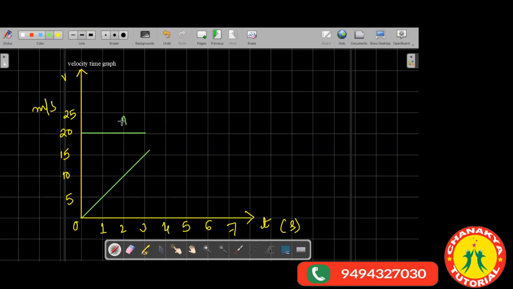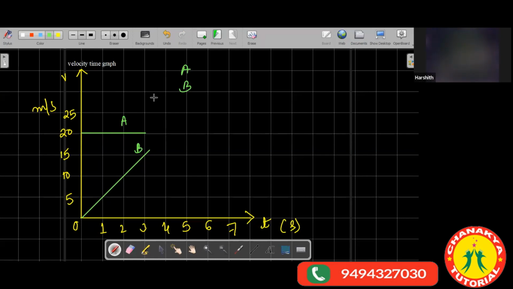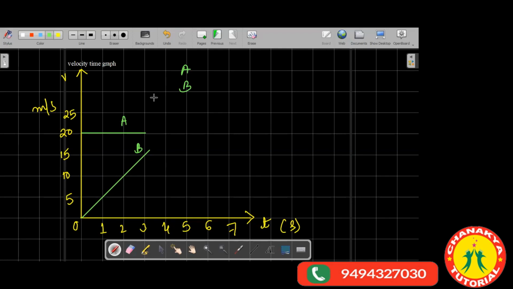Okay, so this is your graph A and this is your graph B. So what information is conveyed by A and B? So A is at rest whereas B is in uniform motion. No. Now here the information changes. Read the graph. Now the graph says that the object A is moving with the speed of 20 meter per second. On the y-axis, we have plotted velocity.